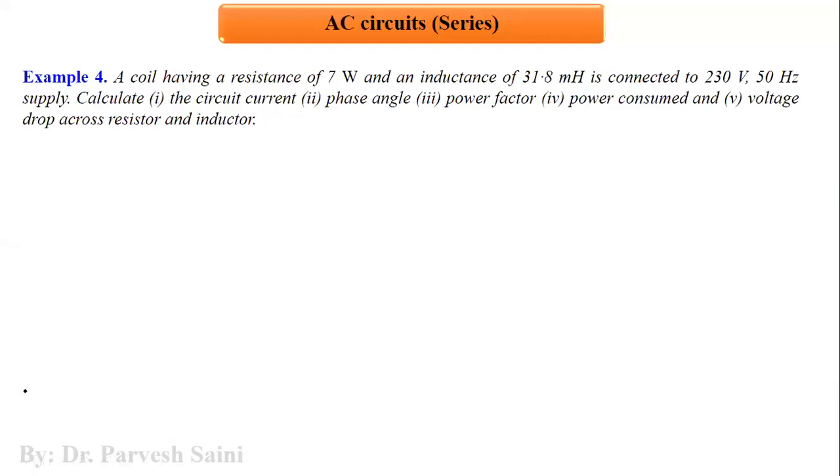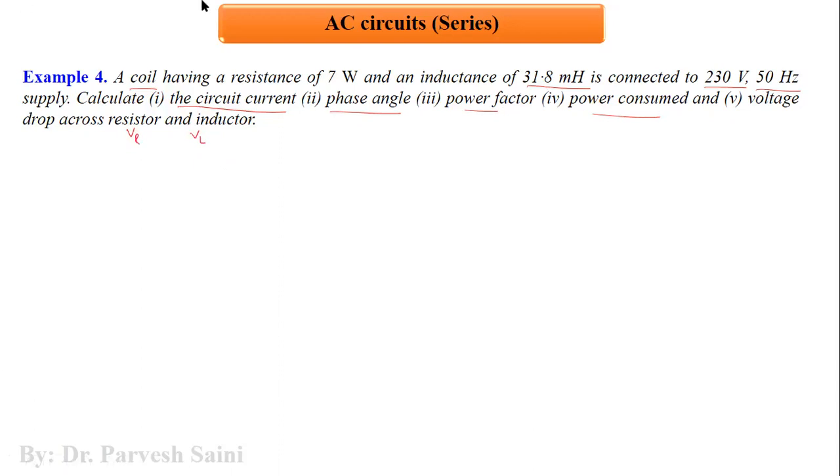In this example, there is one coil given which has some resistance and some inductance, and these two are connected in series to one another across a 230 volt, 50 hertz source. Means the frequency of this voltage source is 50 hertz. We have to calculate the current in the series circuit. We have to calculate the phase angle, power factor, the power consumed, and the voltage drop across the resistor and inductor. We have to find out VR and VL.